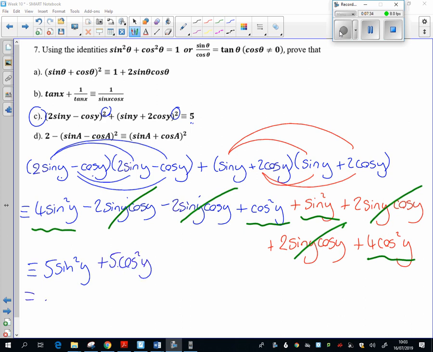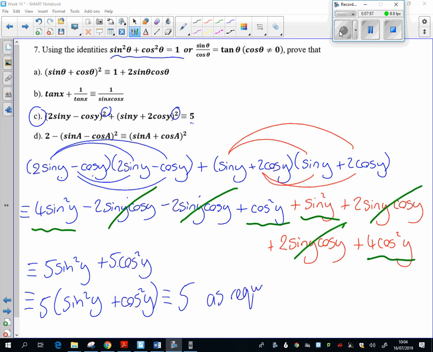So I just want to really clearly show what I've got there. So I'm going to take out a common factor of 5. Okay, and again using sine squared y plus cos squared y is 1, that therefore equals 5.